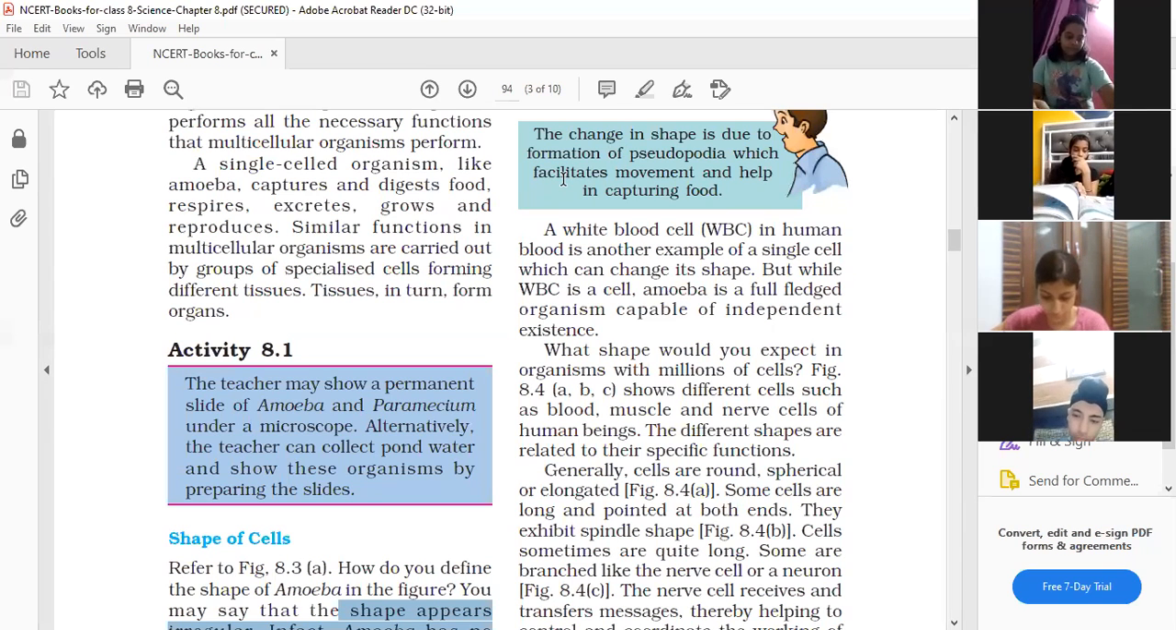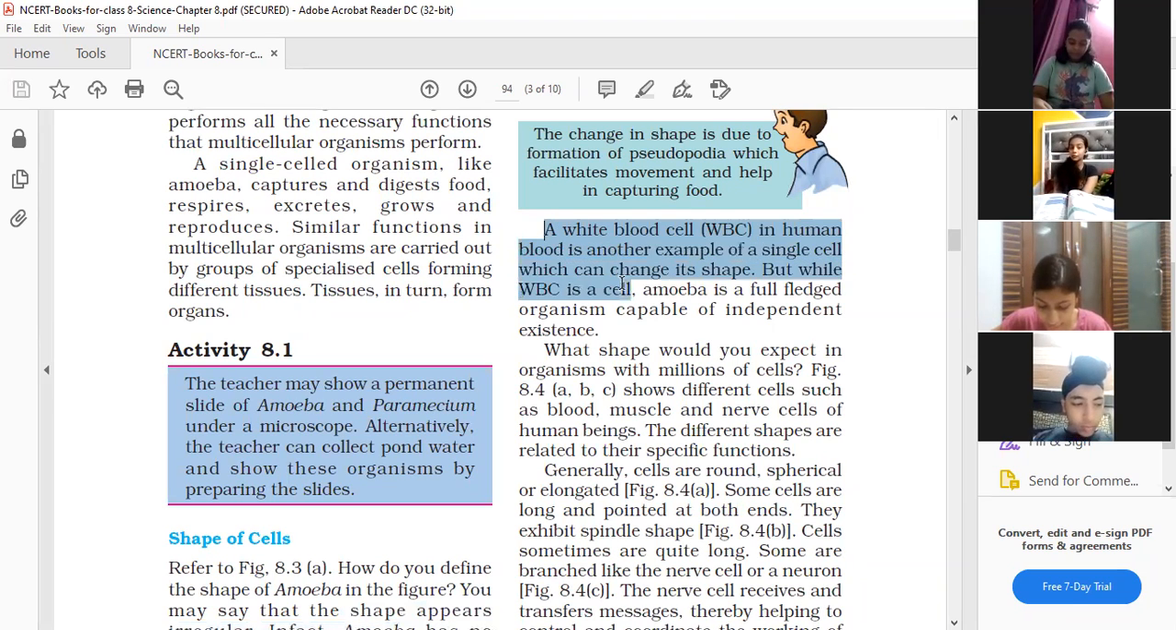Next, Pari, just continue with the next paragraph. In this paragraph, we'll study about the WBC. A white blood cell in human blood is another example of a single cell which can change its shape. But while WBC is a cell, amoeba is a full-fledged organism capable of independent existence. Okay, beta, please underline shape, it's very, very important. In human body, it's a single cell. Example of a single cell which will change its shape. You know, WBCs are present in our body. They also keep on changing the shape.